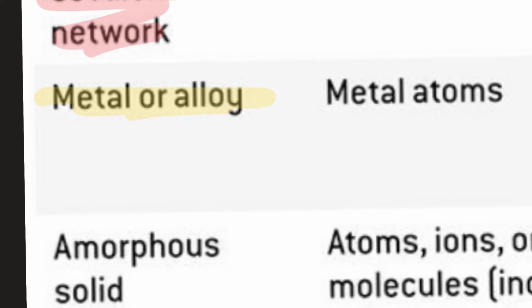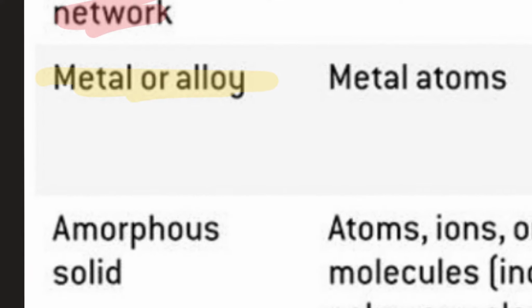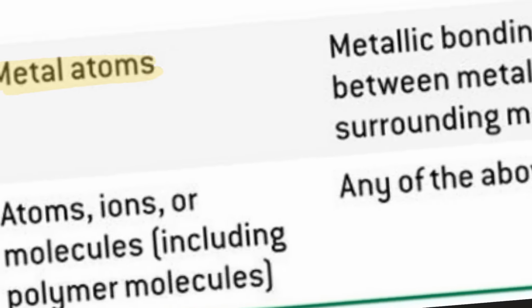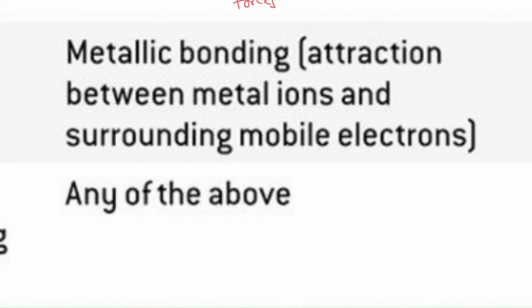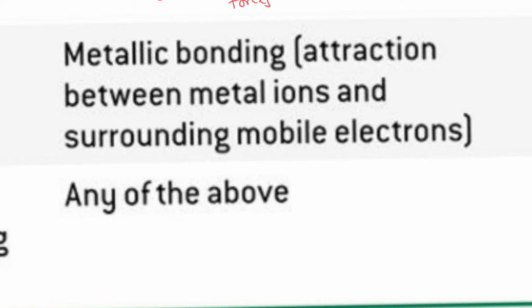All right. Now the next one that we're going to talk about is metals or alloys. All right, and they're made up of metal atoms specifically. Now these metal alloys, these atoms, are bonded together in a system that we call metallic bonding. All right, and metallic bonding is an attraction between metal ions and the surrounding mobile electrons. So what does this mean? What does that look like? All right, so I'm going to draw this out for you.